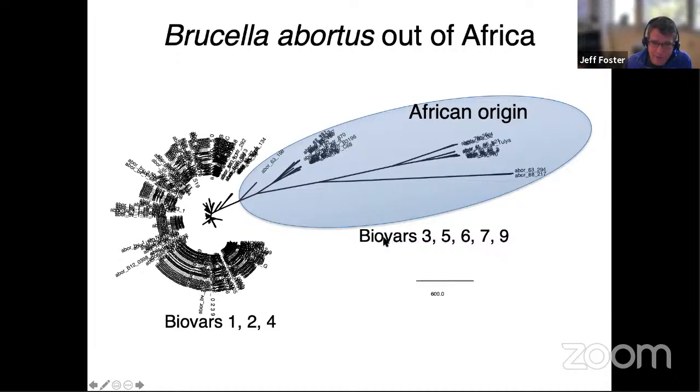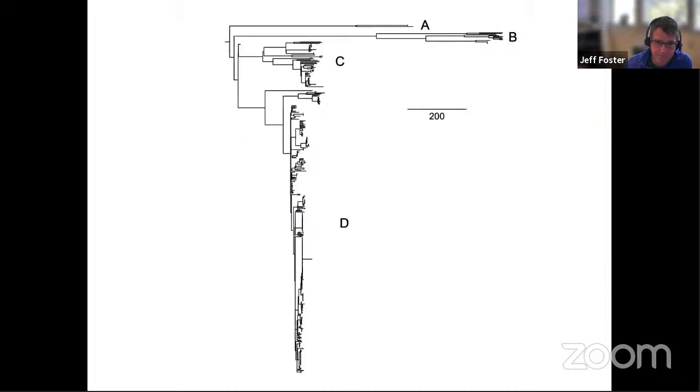And so these are the biovars. We can talk about that later as well, but this is just a biochemical approach where we can do various groupings. It does an okay job in Brucella abortus. It does a terrible job in Brucella melitensis. But the basic idea is that we have these groups of biovars, and they're very diverse compared to this common group. And many of them, although not all of them, come from Africa. And I'll show you more in a second.